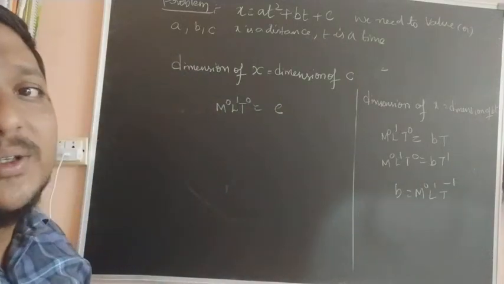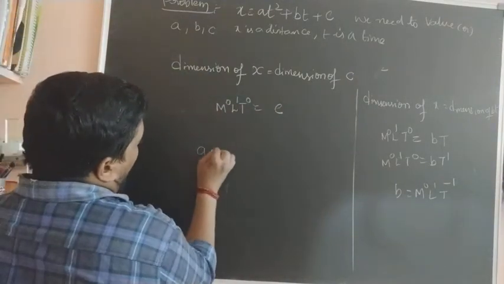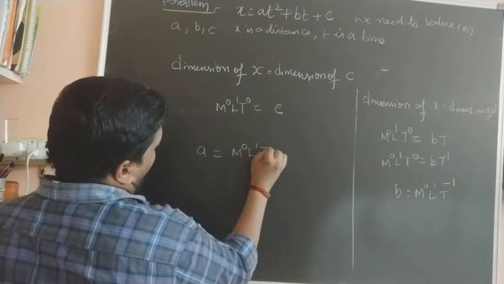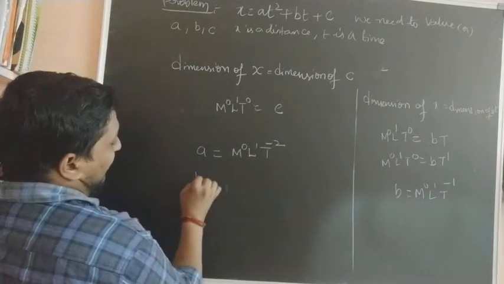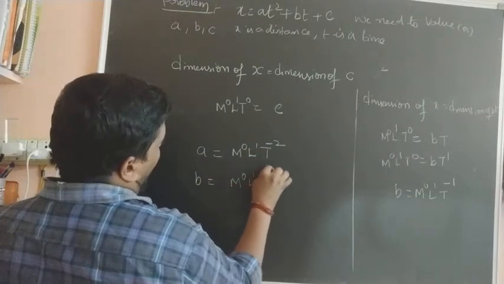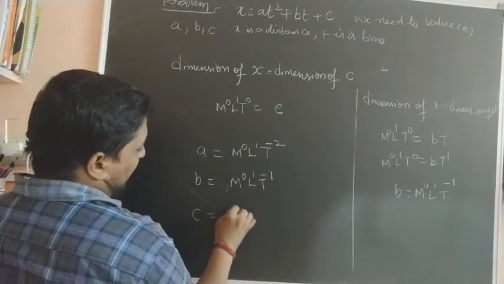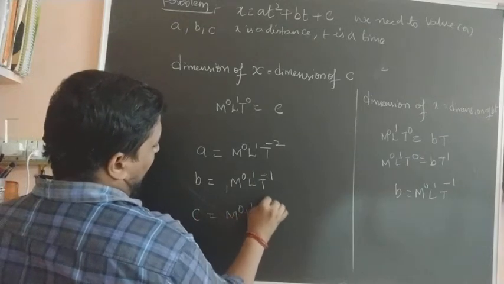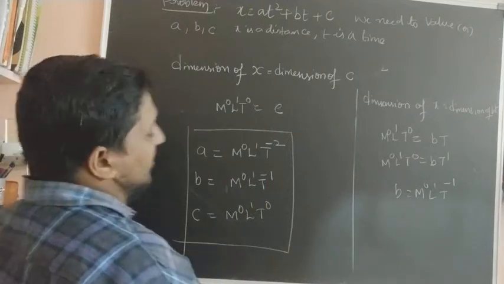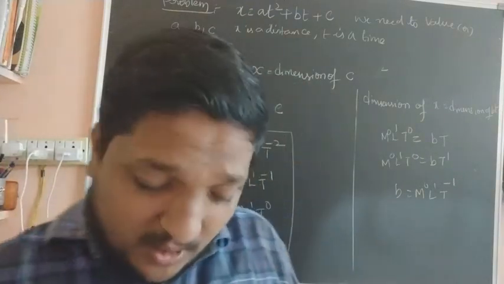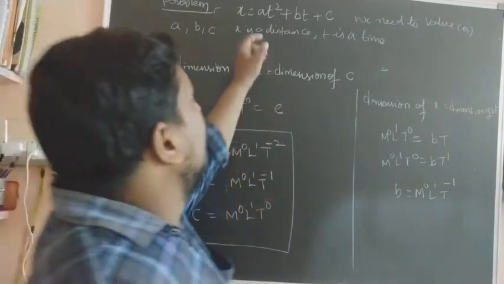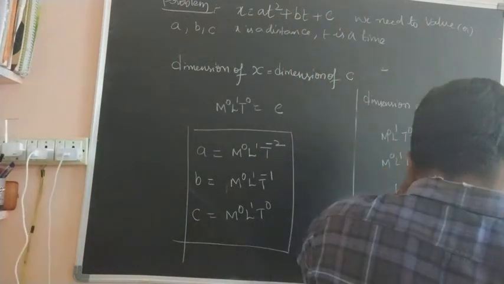By this, we came to know that the dimensional formula of A is m power 0, l power 1, t to the power of minus 2. The dimensional formula of B is m0, l1, t to the power of minus 1. The dimensional formula of C is m0, l1, t to the power of 0. By applying POH or principle of homogeneity, we can find the dimensions of any physical quantity that is there in the equation.